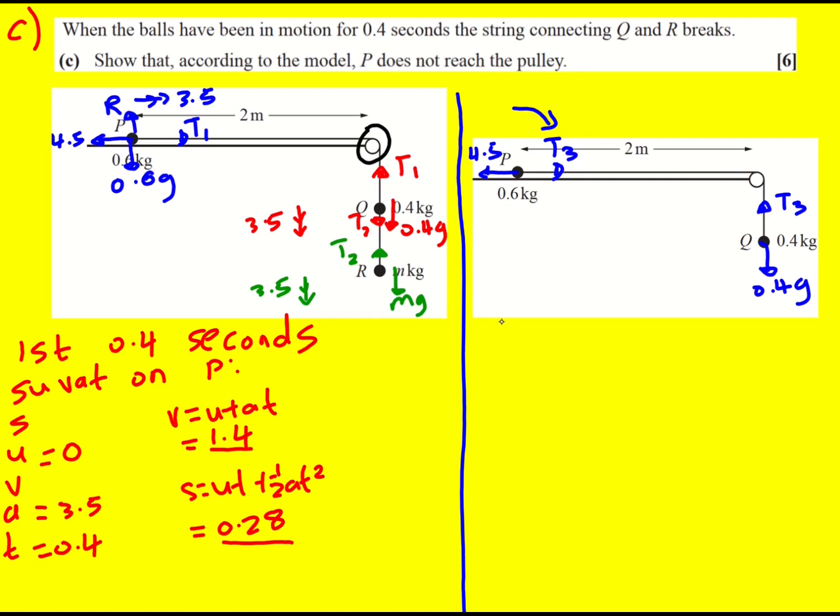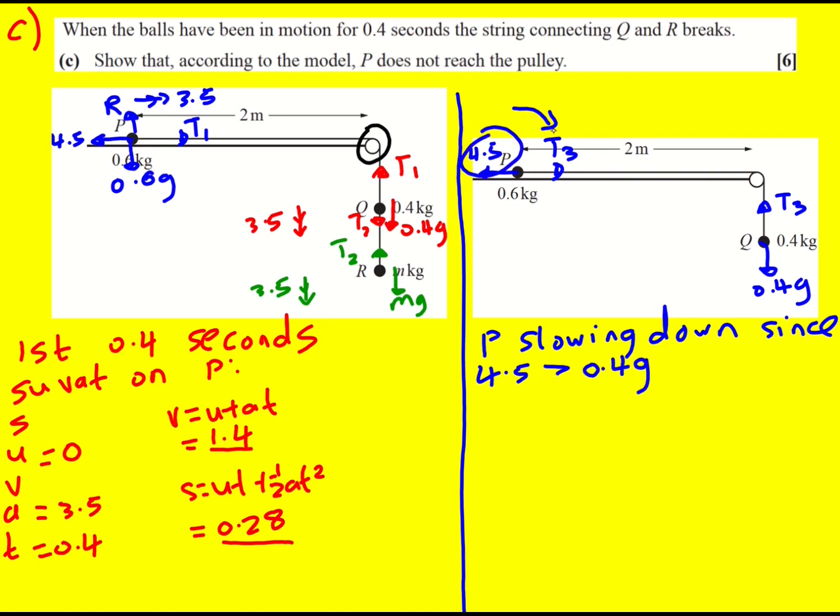And actually, we can show this. P will be slowing down since 4.5 is greater than 0.4 G. This force is bigger than this force, so it's going to win. What we should say is eventually when P stops, it's not going to start accelerating to the left. It's just going to stop.